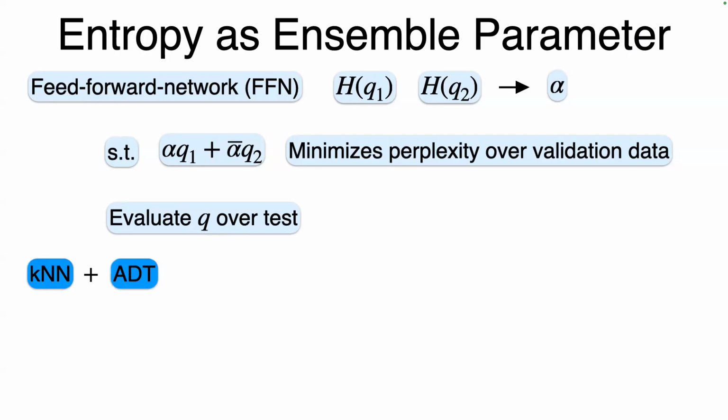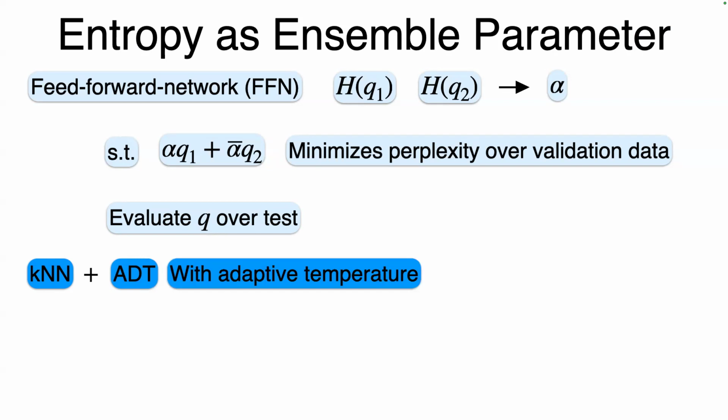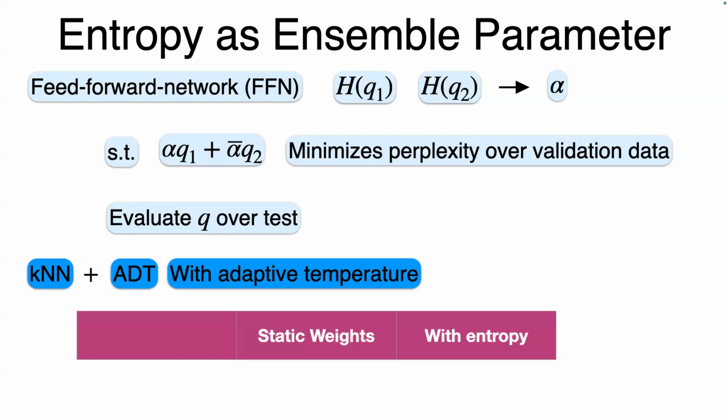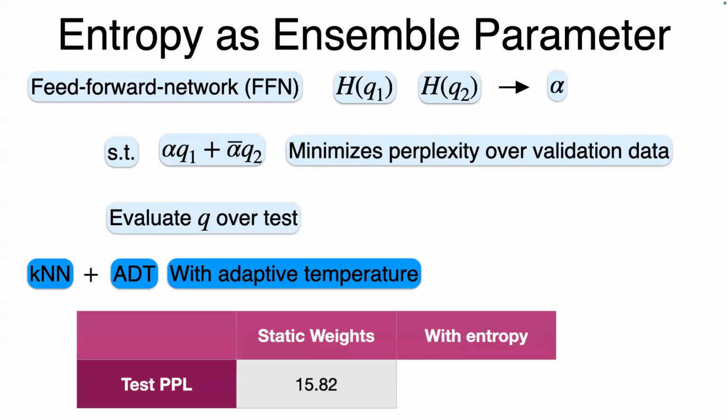So when you take KNN plus ADT, these are the two estimators that we mentioned, and we use the adaptive temperature. We talked about before improving this estimator using adaptive temperature, so we do use that. With static weights, the perplexity that you get is 15.82. And if you use entropy, you get 15.12.